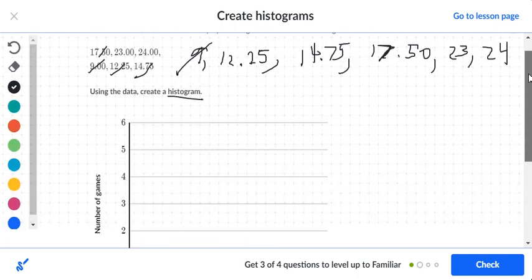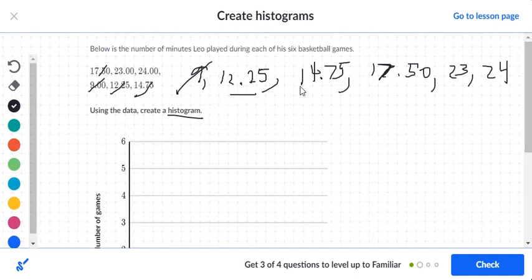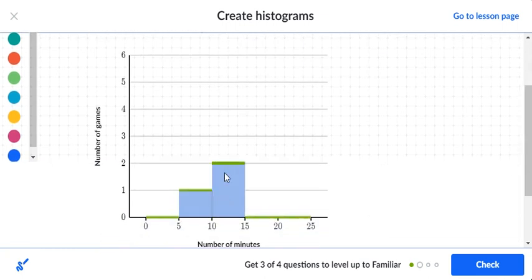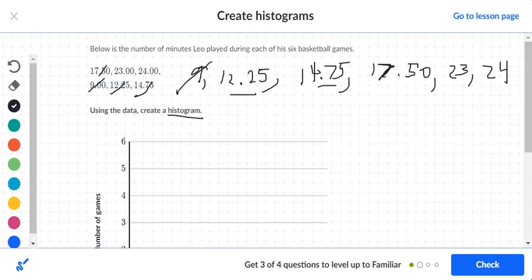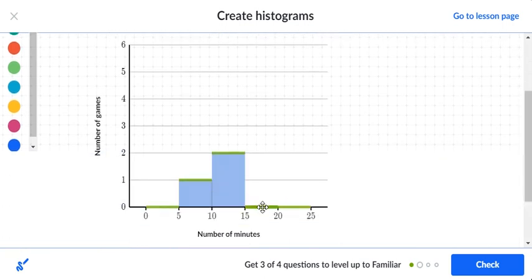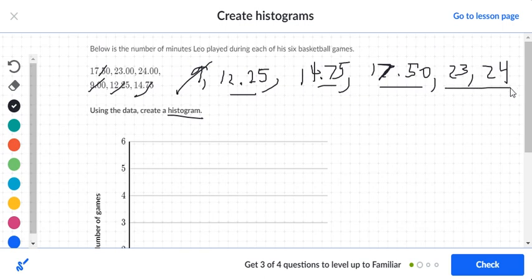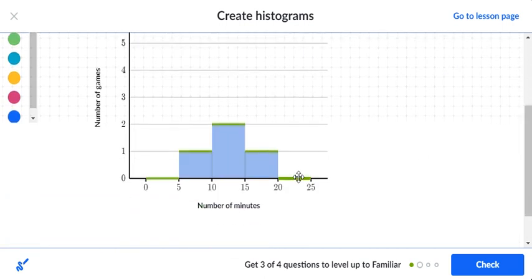The next one is 10 to 15. So 10 to 15, well, that's 2 numbers there. That's 12.25 and 14.75. The next range is 15 to 20. So 15 to 20, there's one piece of data there, which is 17.50. And then the last range is from 20 through 25. So here's 2. So we have 2 pieces of data there.